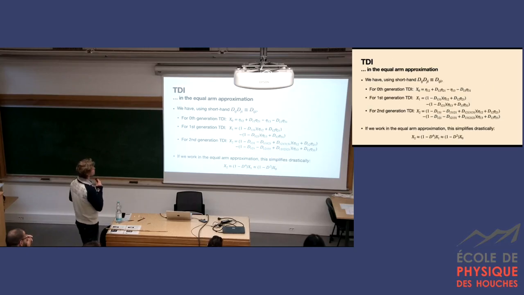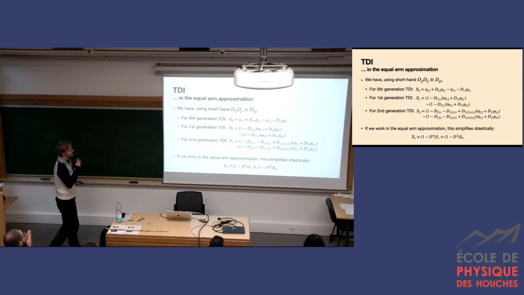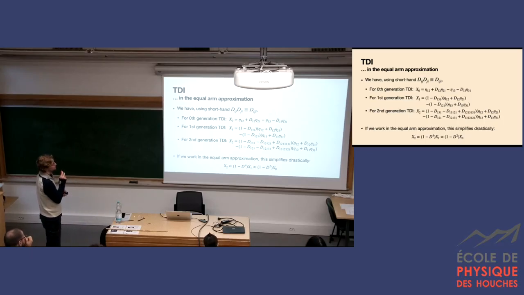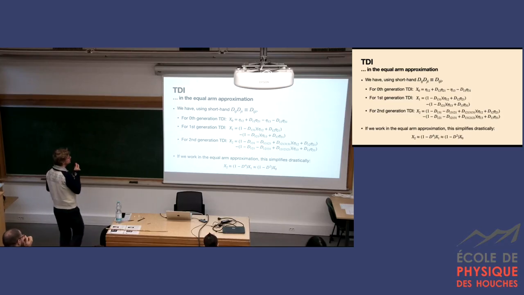Now, for the case of TDI, here's a very brief summary slide of what these data combinations look like. A lot of symbols, but they're actually very easy symbols. I'm using a shorthand notation for these delay operators: if there are two of them following each other, I combine the indices if the internal index matches. So for example, this D131 is actually a D13, D31. It's just a concatenation of two delays.